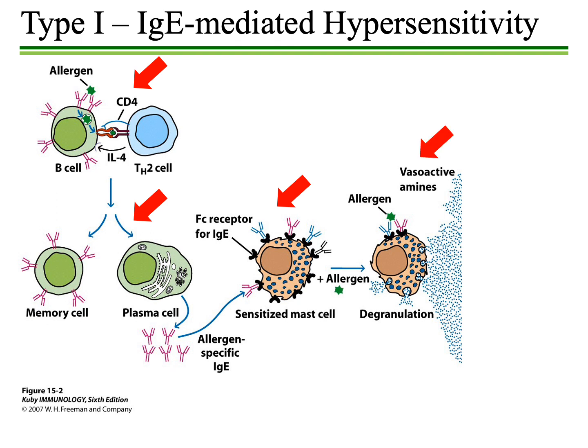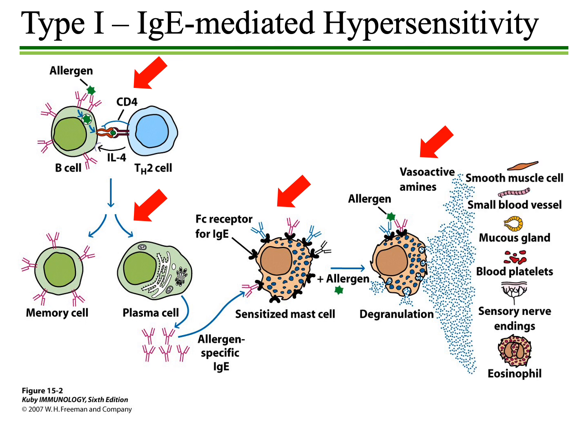to then trigger the degranulation event. So next you would see, upon a second exposure to this particular allergen, cross-linking of the allergen to the bound IgE, which then triggers the release of the vasoactive amines found within the granules. Here you can see a number of effects that occur because of those degranulation events. There are effects on smooth muscle cells, small blood vessels, mucus glands, blood platelets, sensory nerve endings, as well as eosinophils.